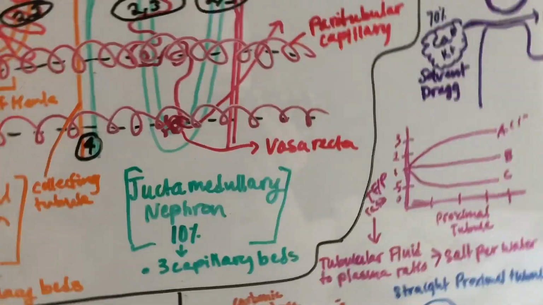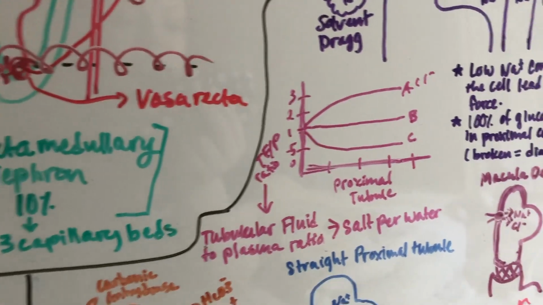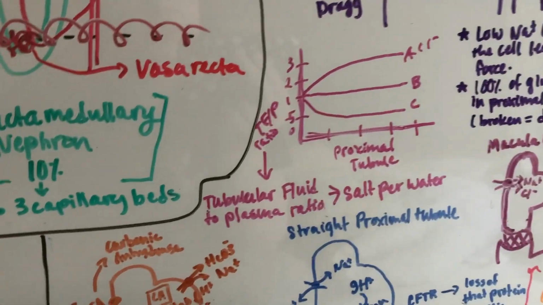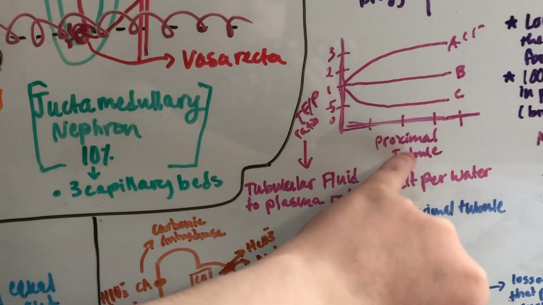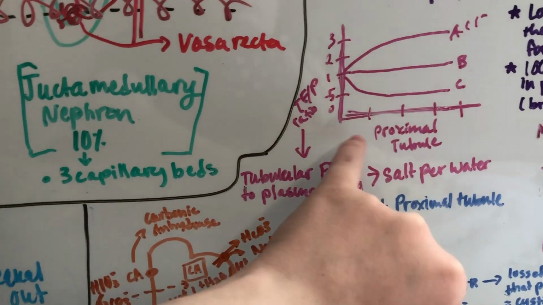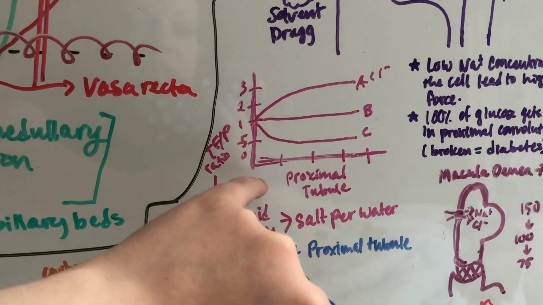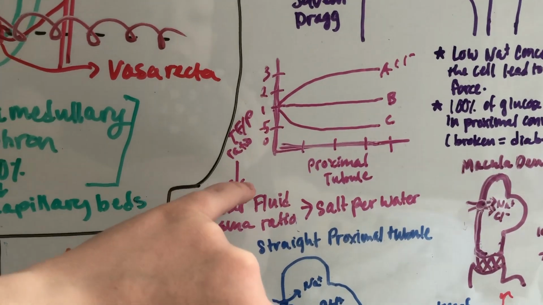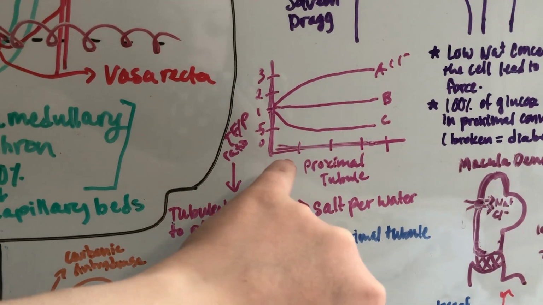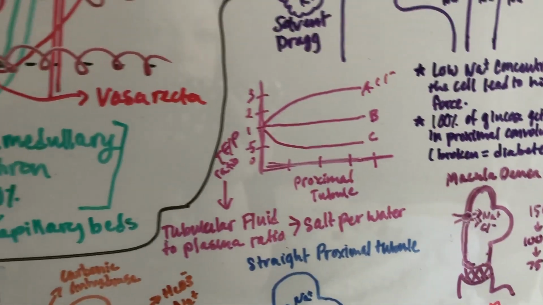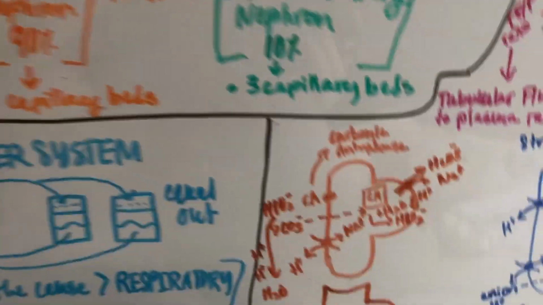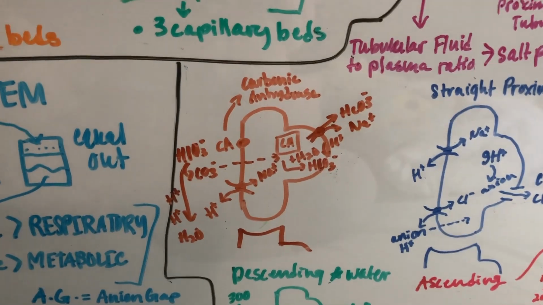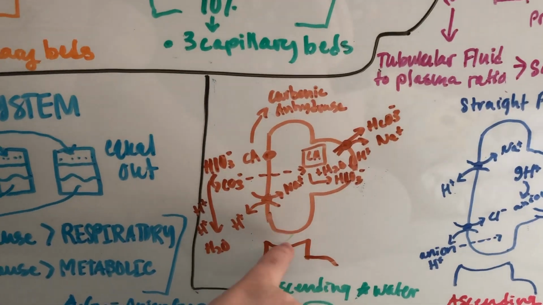Okay, little side tangent. This is a graph describing the tubular fluid to plasma ratio. So in your proximal tubule, it's outlining that on the bottom axis, and then this one is the TFP ratio, and A is chlorine. Okay, let's jump down to this down here. Once again, we got our cells.